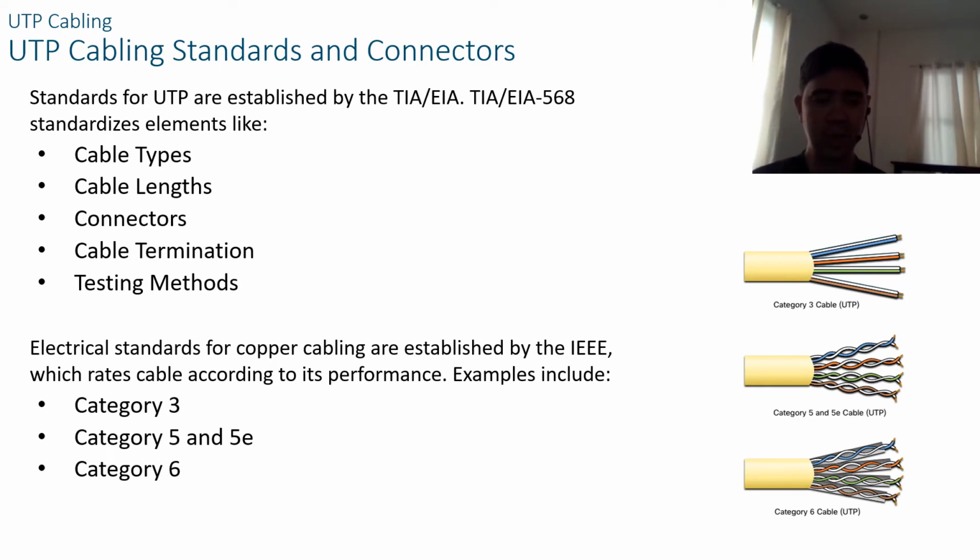So again, under the cable type, we have UTP and STP. Cable length for twisted pair is 100 meters. The connector for twisted pair is RJ45. For the phone, the connector is RJ11. The process of terminating the cable to the RJ45, you will be exposed to that hopefully next term. IEEE came up with standards that we call categories.